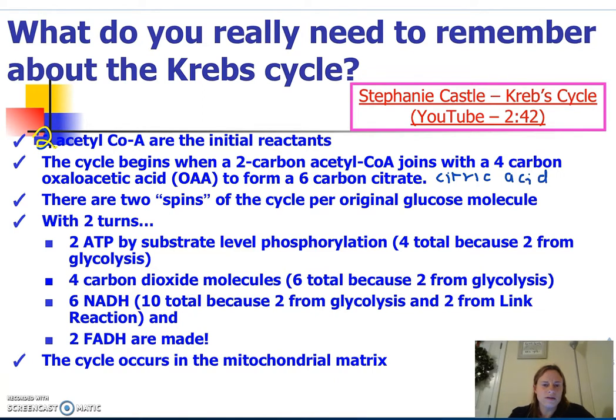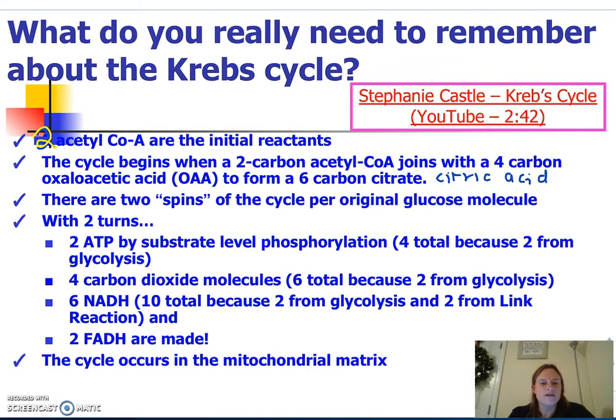So what does the Krebs cycle give us? Well, with those 2 turns, I'm going to get 2 ATP via substrate level phosphorylation, 4 carbon dioxide molecules, 6 NADH molecules, and 2 FADH2. Remember, those NADH and the FADH2 are our electron carriers. So what are our totals at this point? Well, we've got 4 ATP, because we had those 2 from glycolysis. We've got 6 CO2, because we had 2 from glycolysis. We've got 10 NADH, because we had 2 from glycolysis, 2 from the link reaction, and our total of FADH2 is just 2, because this is the first time we're seeing FADH2.